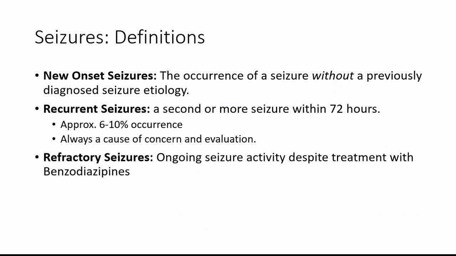When you talk about new onset seizure, we're talking about occurrence of a seizure without a previously diagnosed seizure etiology. I've found patients who have had seizures in the preceding month and they're still trying to figure it out. I would call those new onset. I may classify as new onset, currently under investigation, as opposed to new onset and nobody's taking a look at the patient at all. A recurrent seizure is a second or third or fourth or fifth seizure within a 72-hour period. About 10% of the patients that we encounter will have this.